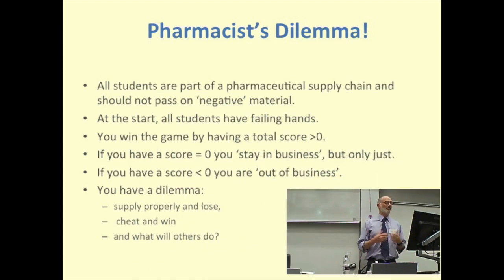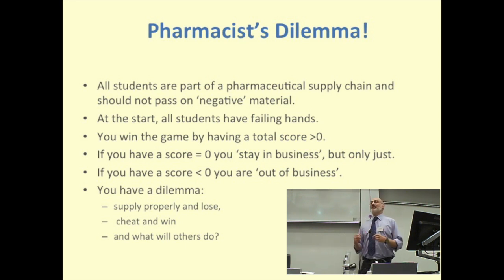Okay, so this is actually the slide that we use in the lecture. All students are to consider that they are part of a pharmaceutical supply chain, and so they should not pass on negative material. It's a negative sum game, so all students in the class have failing hands to start off with. You can tell that by the count of points that you've got in your hand. You've got +3 and a -4. Each of the +1 is a successful batch of material that you hold. The -4 is a batch that has, for whatever reason, failed. You've paid all of the cost, but you're not supposed to get any of the reward from it.